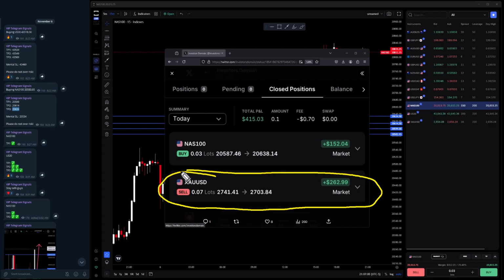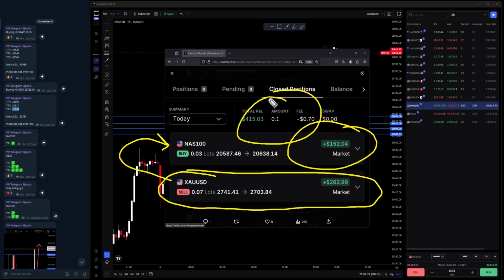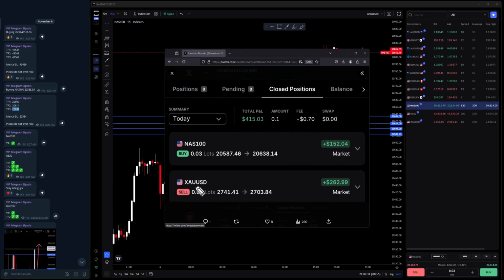That gave me that buffer that I needed to basically trade NAS 100. Because with NAS 100, you need to have at least $300 in your account to trade NAS 100. So this morning, I was able to come to the market and take 0.03 lots on NAS 100 for the buy, for the push to the upside, to make $152 in profit. This is a total lot size of 0.10 lots, right? 0.03 lots and 0.07 gives you 0.10 lots. Fee 70 cents, $415.03.